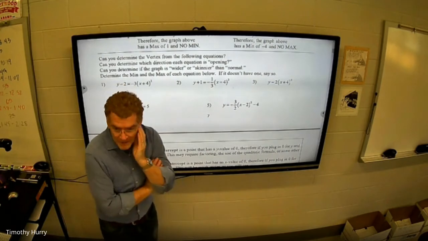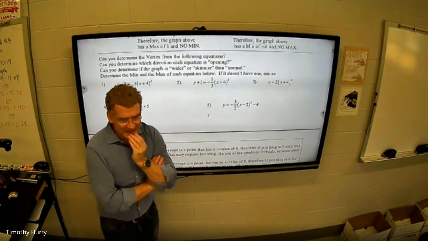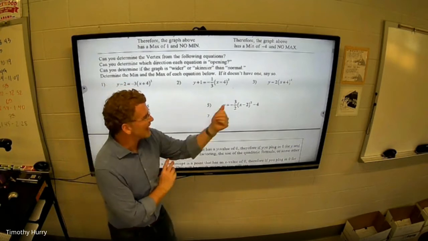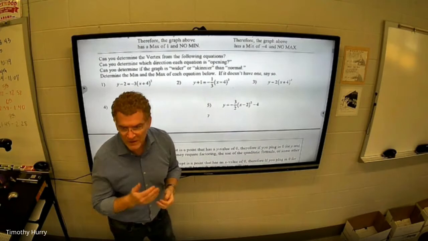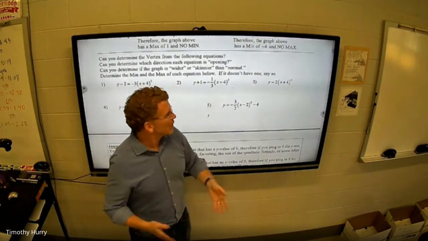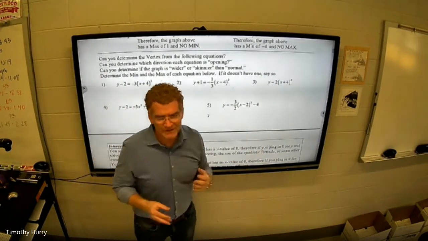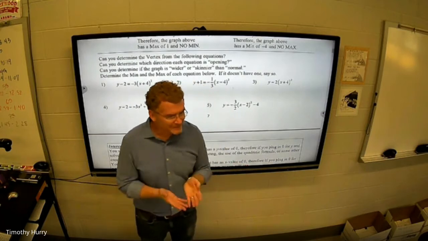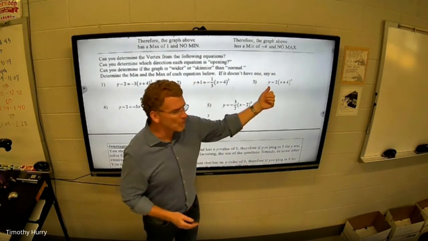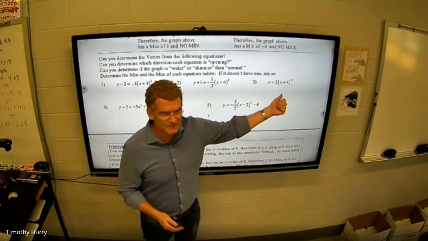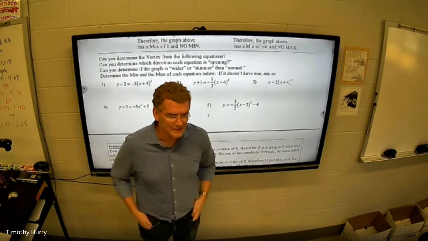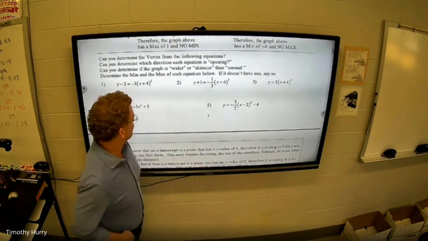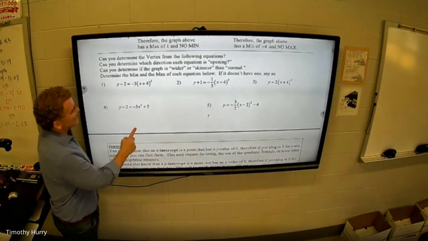Right here, what would the vertex be on number 3? -4, 0, right? Because that's kind of like a y minus 0. So -4, 0, which direction would it be going? Opening up because it's positive. Would it be skinnier or wider? A little bit skinnier, right? And then what would it have, a max or a min? It has a min because it's going up, and what would that min be? At 0. Good.